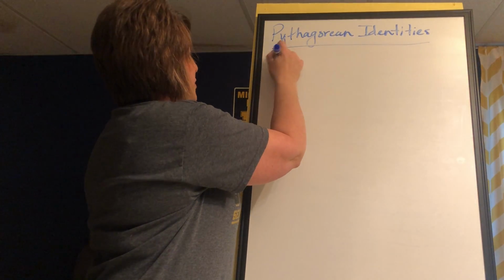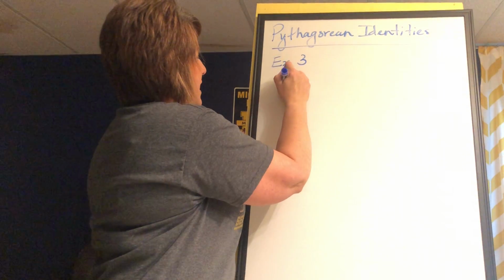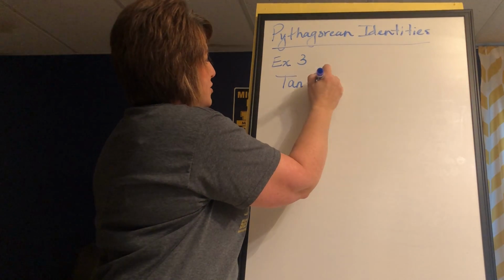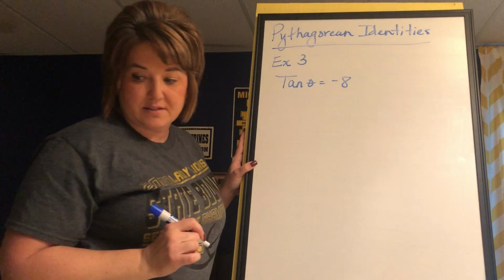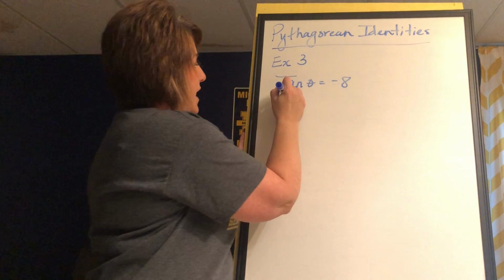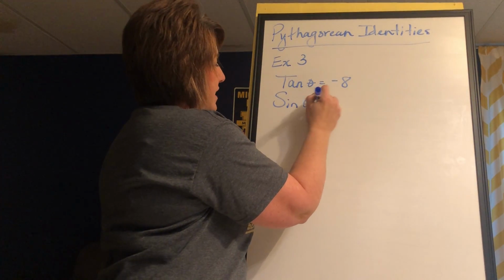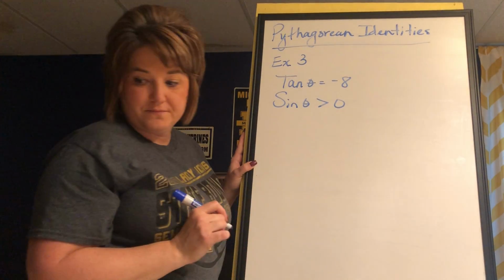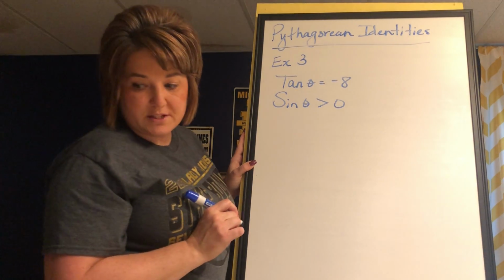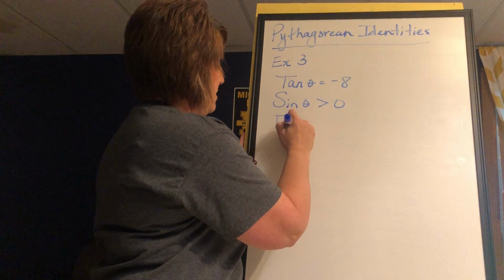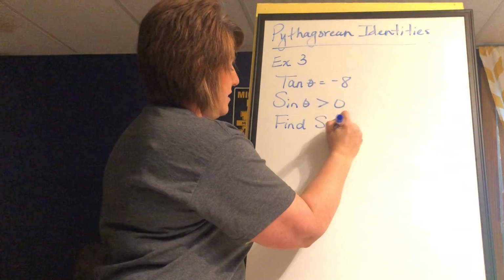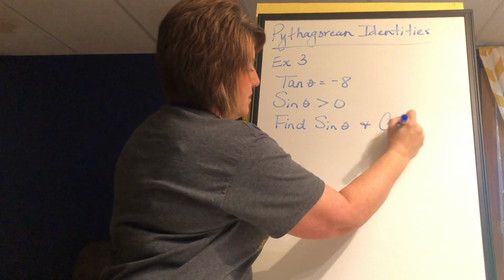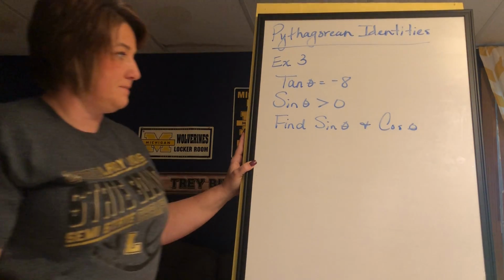So this is example 3. Let's say that we are told tangent of theta is equal to -8. We're told that the sine of theta is greater than 0. And we want to find sine of theta and cosine of theta.